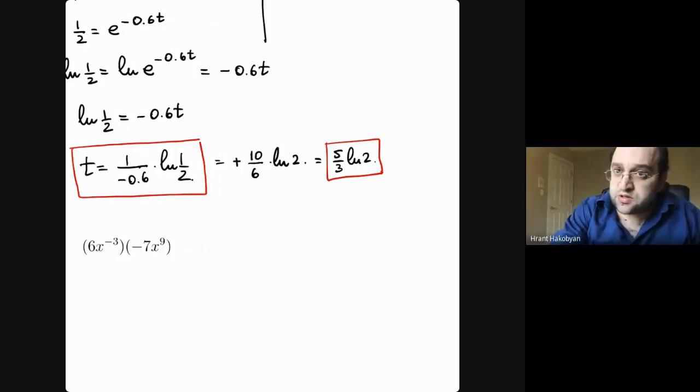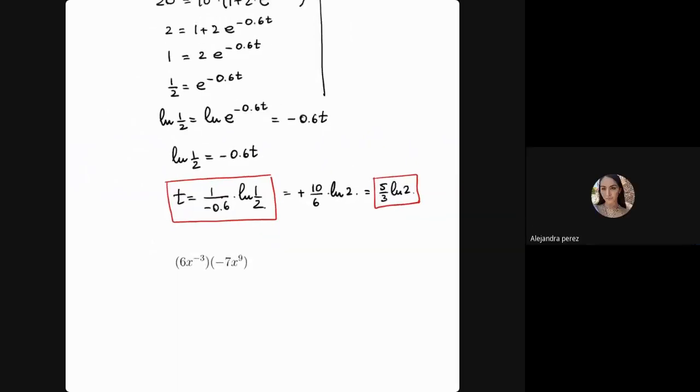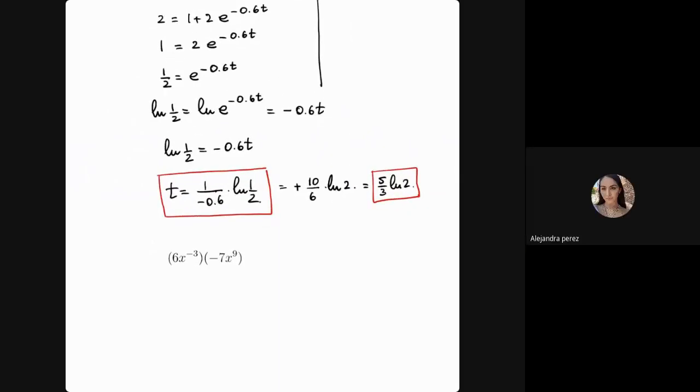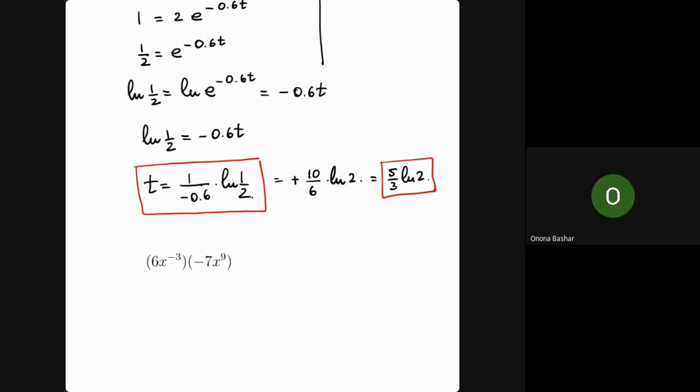Was there a question? Oh, Nona had a question. I have a question. The line 3. Which one's the line 3? The one that was 1 plus 2. This one?